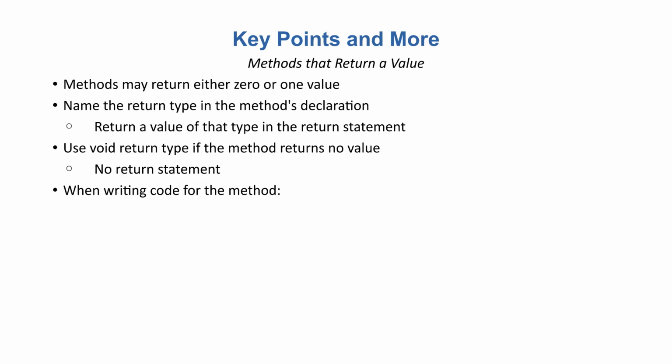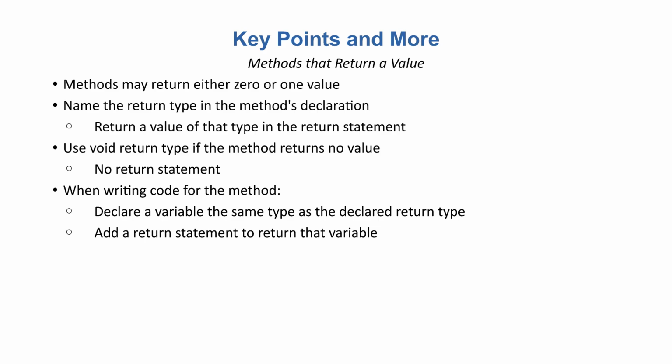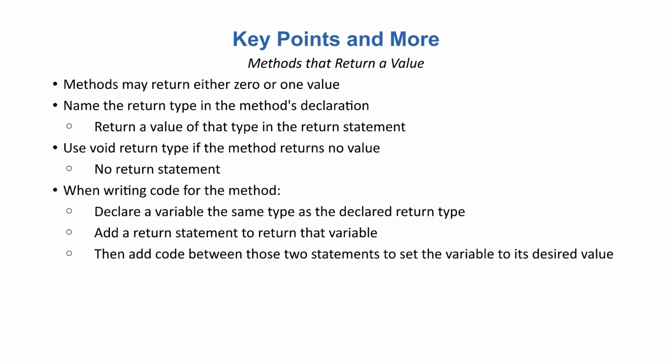When you write the code for a method that returns a value, first declare a variable the same type as the method's declared return type. Then add a return statement to return that variable. Then add the code between those 2 statements to set the variable to its desired value.